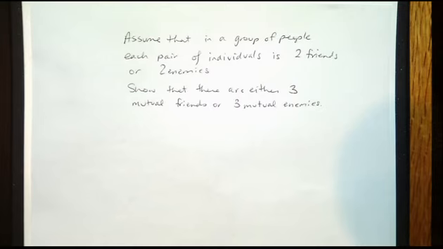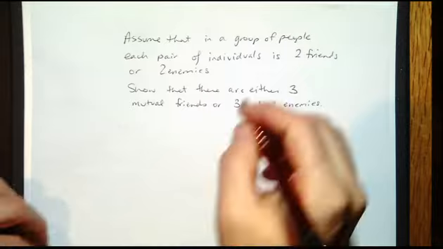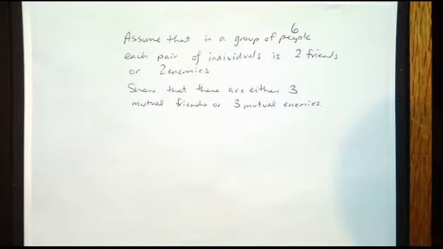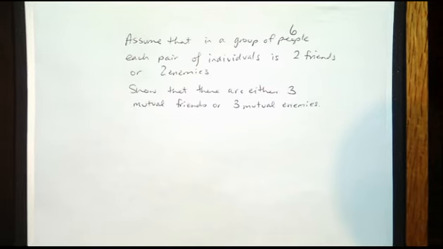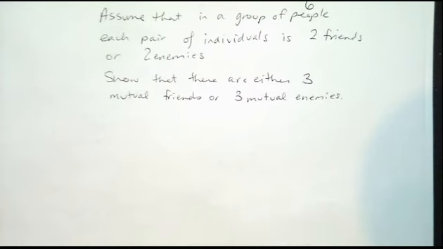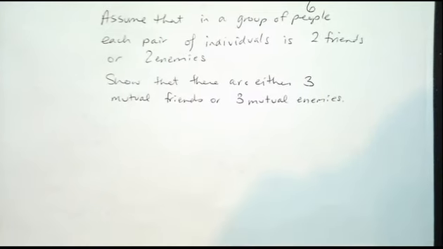There was a question? Yes, I'm sorry. I think I said it but didn't write it. So we have a group of 6 people. Each pair of individuals is two friends or two enemies. Show that there are either 3 mutual friends or 3 mutual enemies.